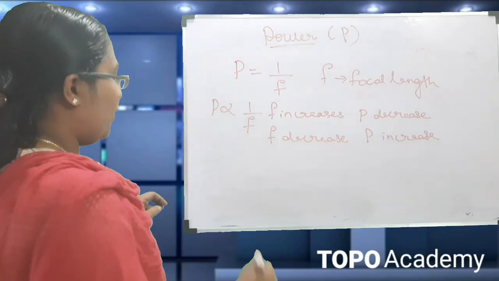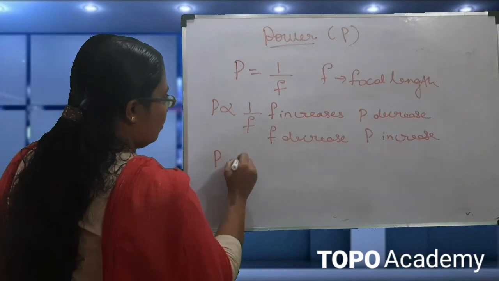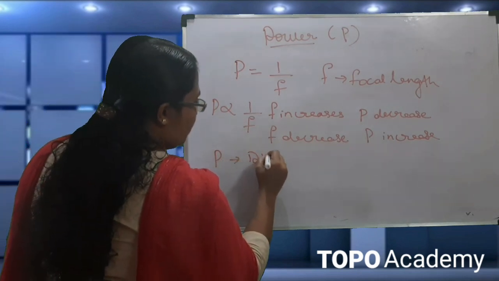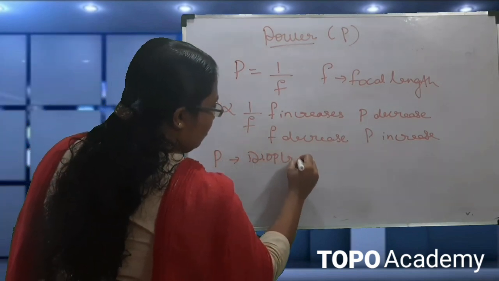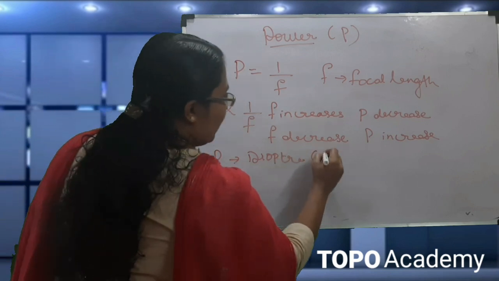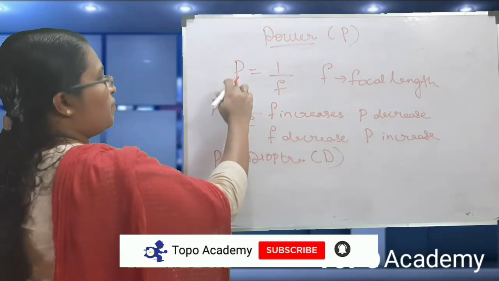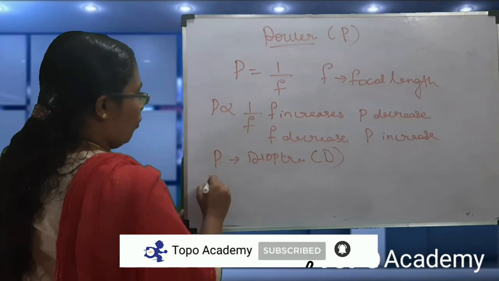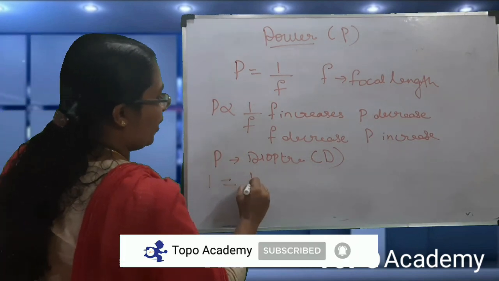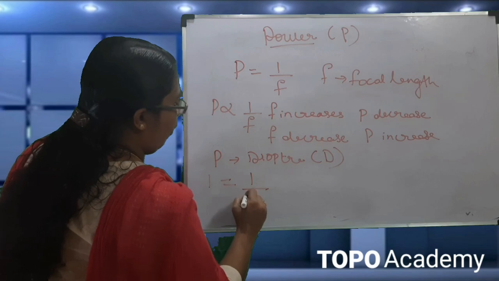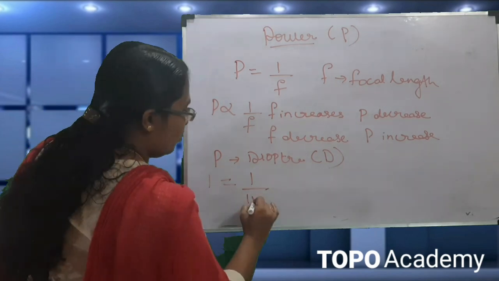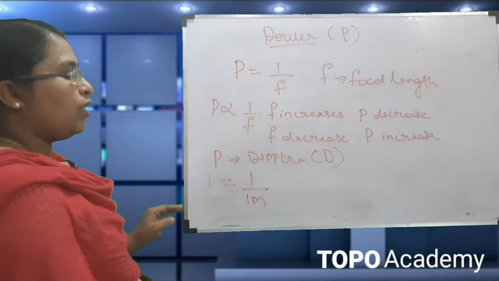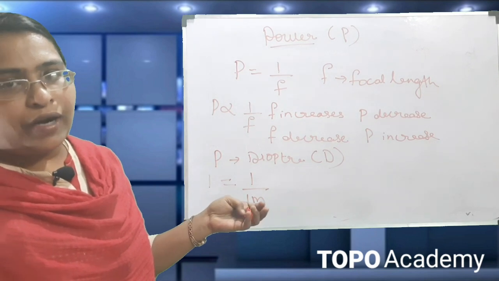The unit of power is diopter, denoted by capital letter D. What is the meaning of power of a lens is 1? Power of a lens is 1 means if the focal length of the lens is 1 meter, then the power of the lens is 1 diopter.